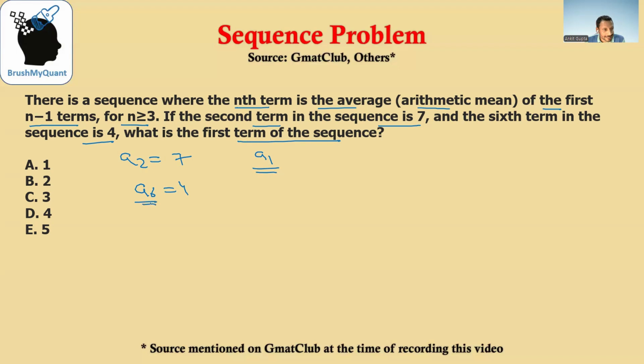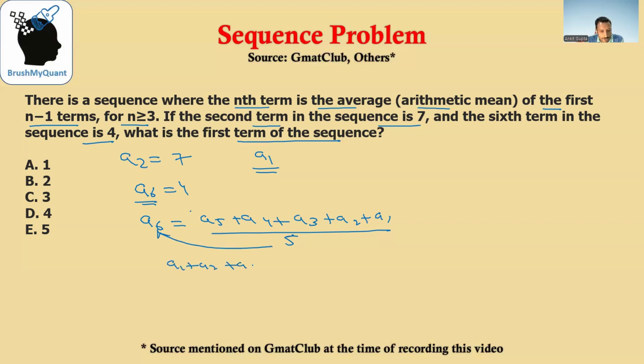Now, if you have to write A6 in terms of the definition they have given, A6 can be written as the average of all the previous terms, so A5 plus A4 plus A3 plus A2 plus A1 divided by 5. If you take 5 to this side, we can write A1 plus A2 plus A3 plus A4 plus A5 as equal to 5 times A6.